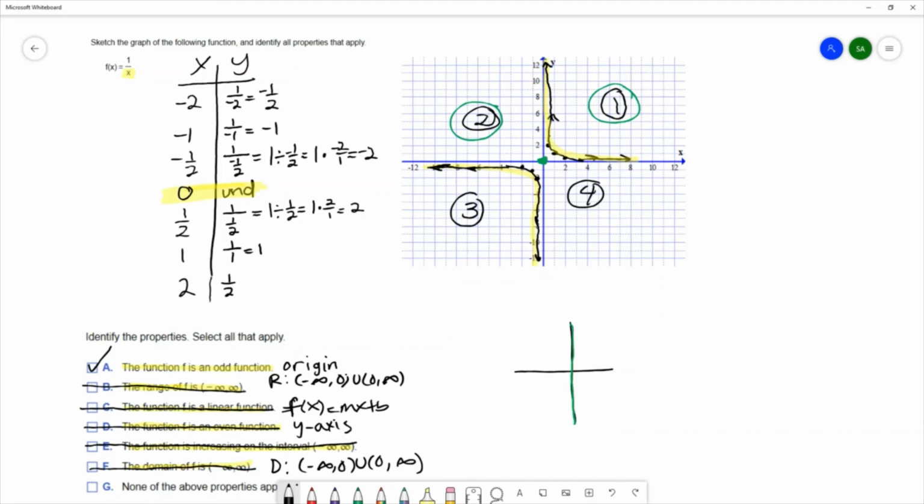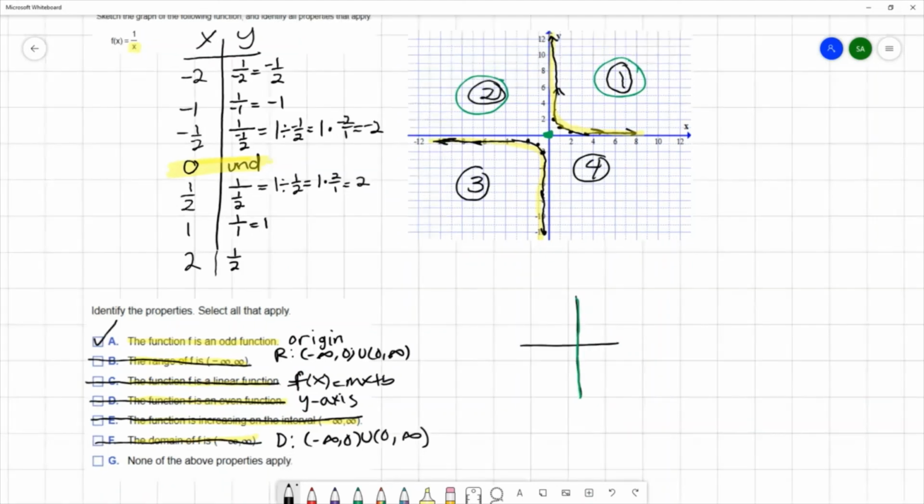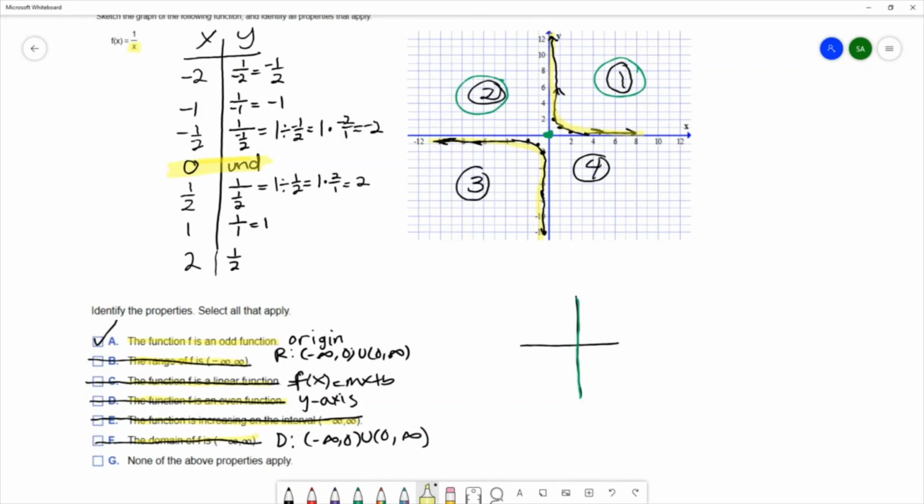And finally, none of the above properties apply. That statement is not true since I have selected a property above, so we would not select this property either. So the only property we would select is that the function is an odd function.